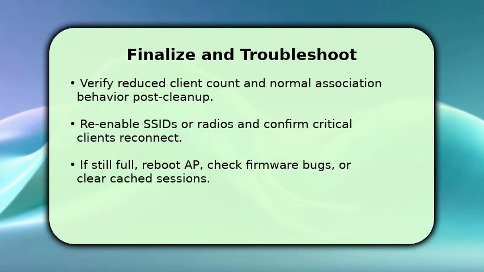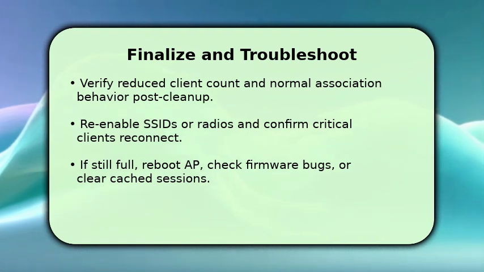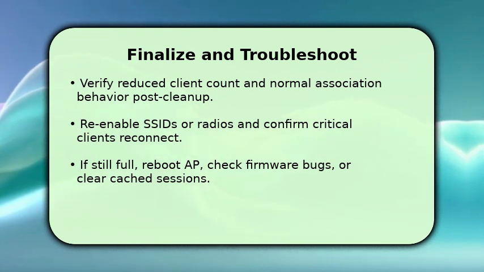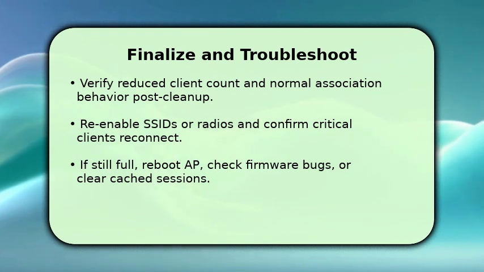Finish by verifying that the association count dropped and that new connections succeed. You should watch for authentication failures or DHCP exhaustion that can mimic a full AP. Once satisfied, re-enable SSIDs or radios and ensure critical clients reconnect.